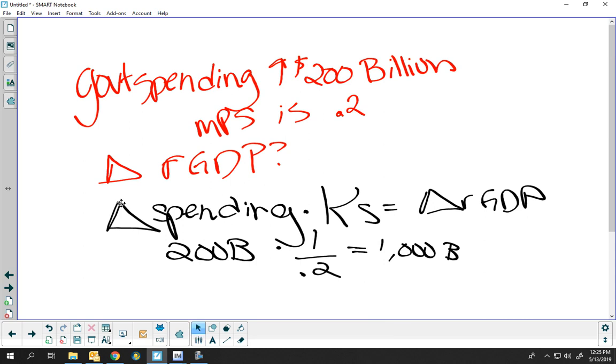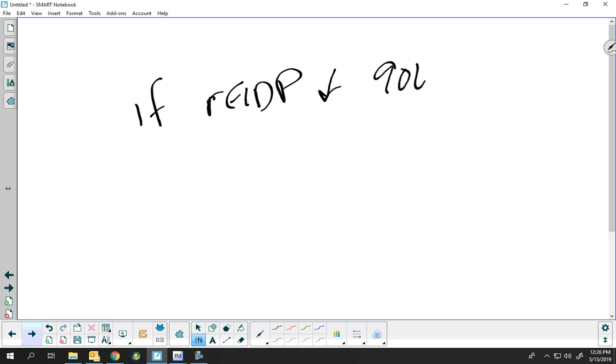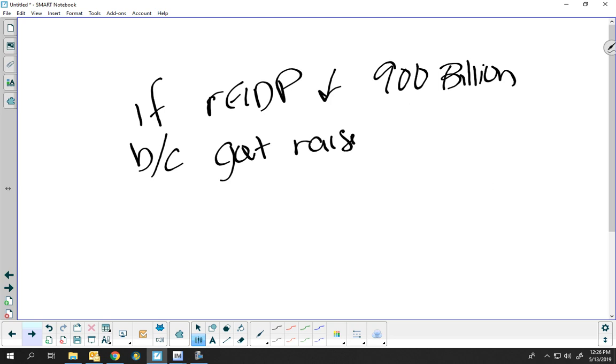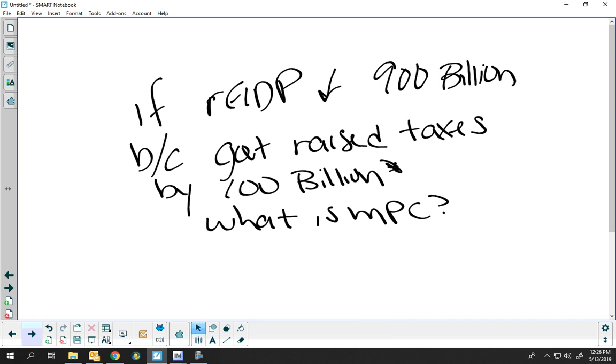Let's do another one. If real GDP went down by 900 billion because the government raised taxes by 100 billion, what is MPC? Yes, we can figure that out.